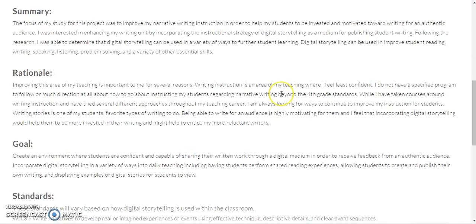So like I said, writing instruction is an area where I felt kind of lost and not very confident, and I think that that has kind of projected onto my students a little bit. If the teacher is not super excited about it, then they're not going to be super excited about it either.